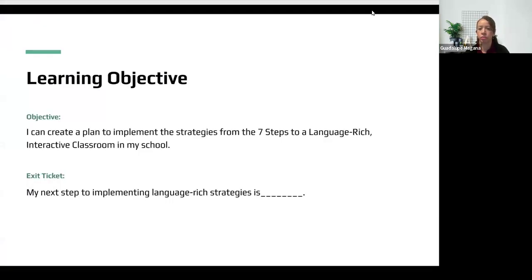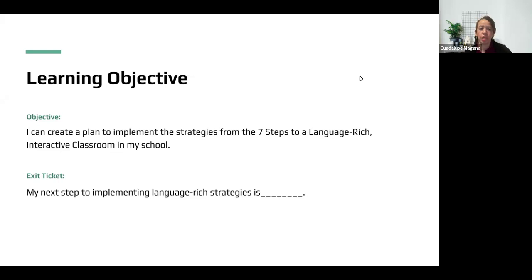So the learning objective: I can create a plan to implement strategies from the 7 steps to a language-rich interactive classroom in my school. That's our goal every single time we meet. When we do our observations, we want to make sure that you are able to implement these strategies.